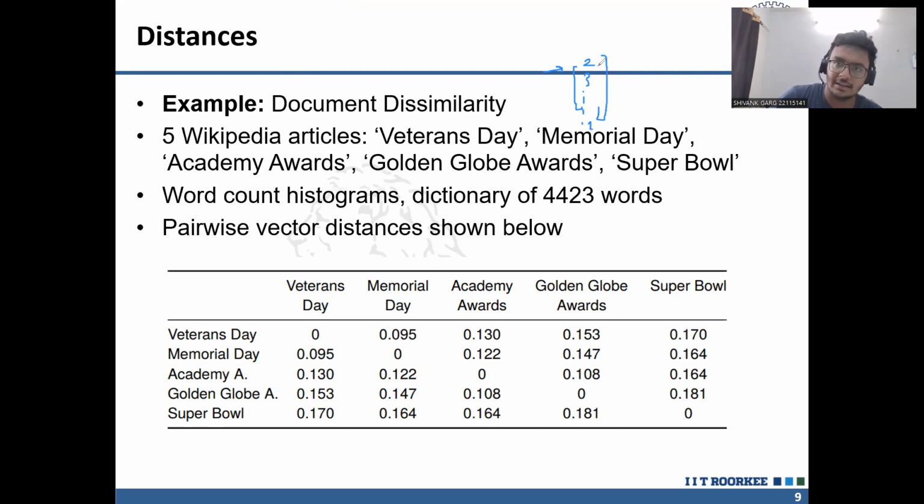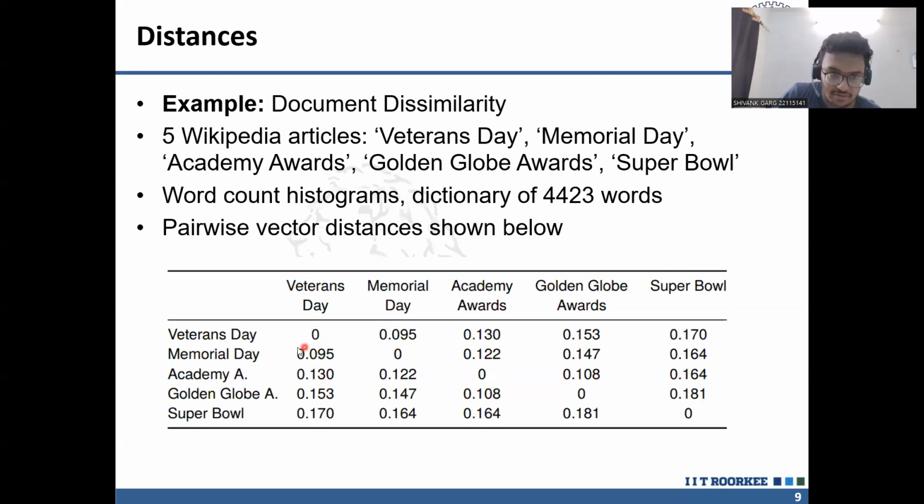For example, it is 2, 3, and something like 1 for the first vector. Now we normalize this by dividing it by its norm, which is basically the root of the sum of squares of its elements, to make it a unit vector. And then we calculate the distances between these. So what we observe is that we can calculate the similarity of two documents. For example, the lesser this distance, the more similar the documents will be.